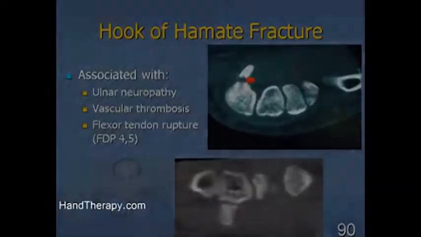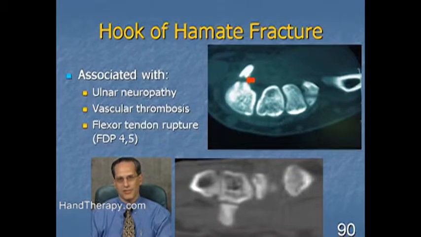On slide 90, we look at the hook of the hamate fracture. This is very important to pick up. Usually the mechanism of injury is a fall on a dorsiflexed wrist on the ulnar side of the hand. Patient may present with pain either on the volar or the dorsal side of the wrist.